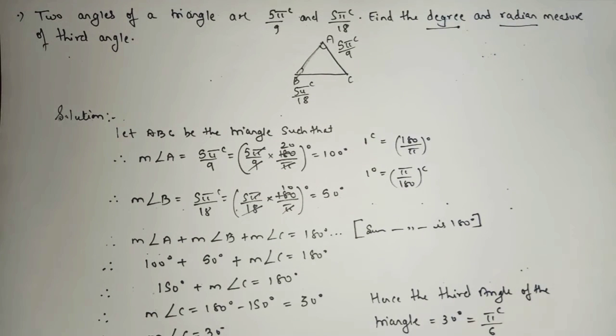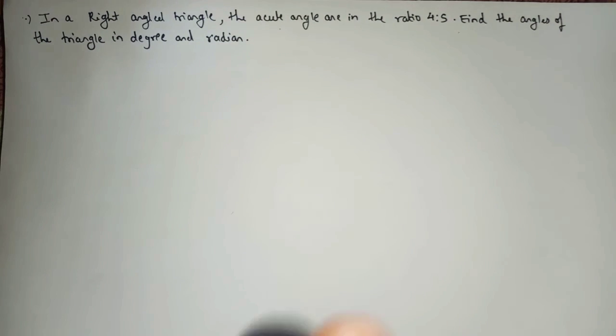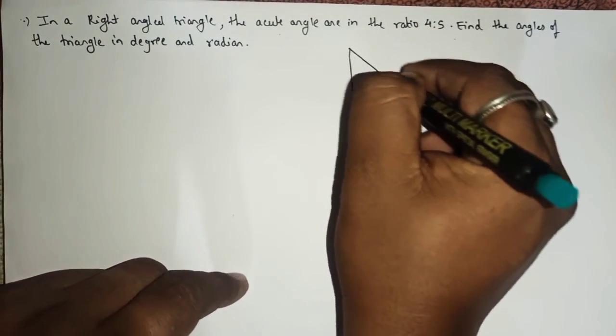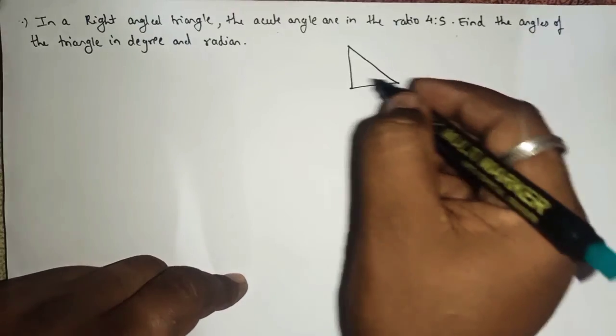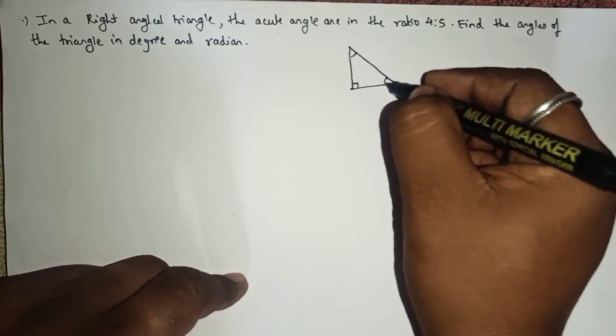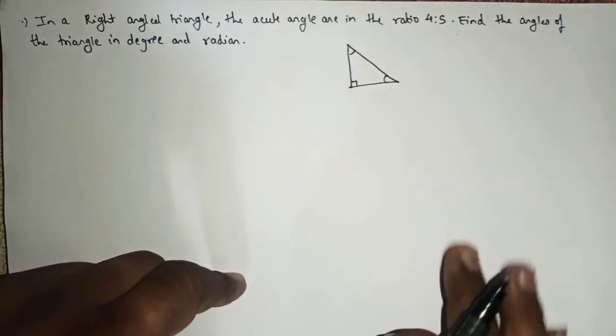So let's check a few more examples. Let's move on to the second sum. So here the second one is: in a right angle triangle, the acute angles are in the ratio. As clearly mentioned, it is a right angle triangle. So what do you mean by right angle? One angle will be 90 degrees, and what about the other two angles? They will be acute angles. Acute means less than 90.